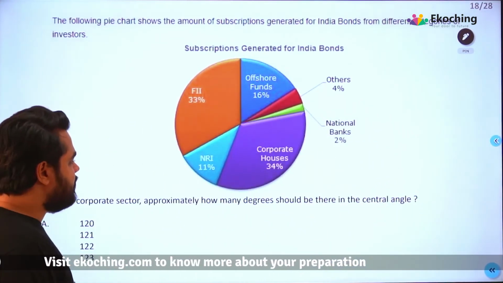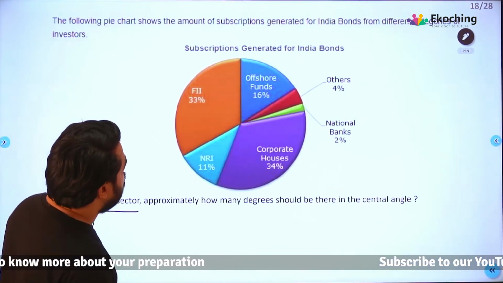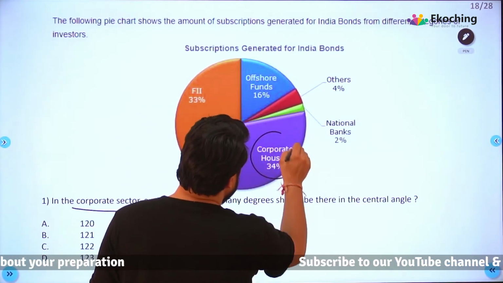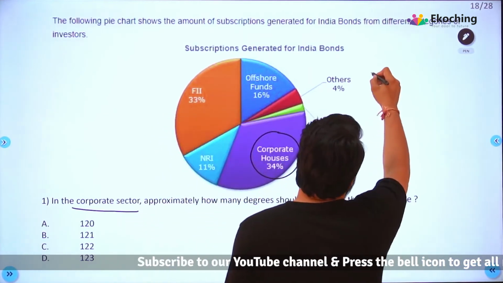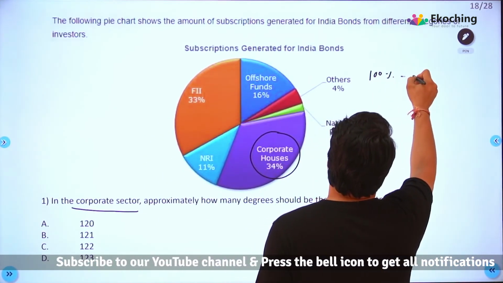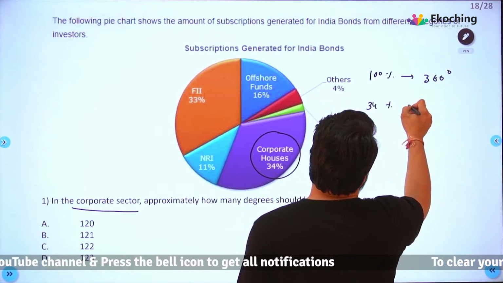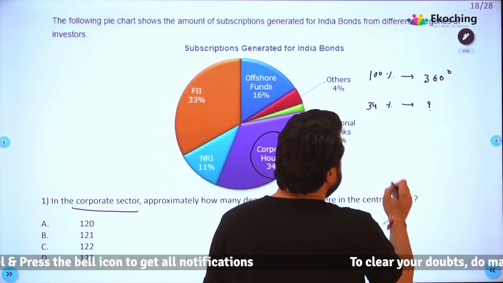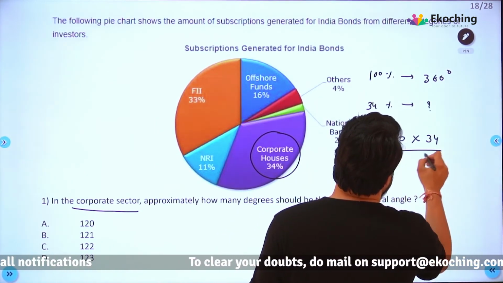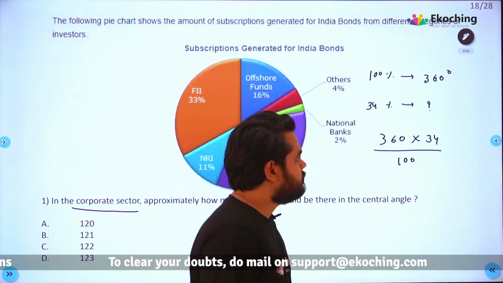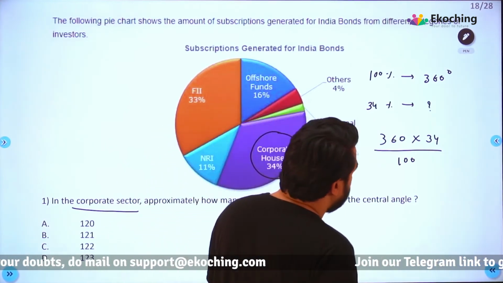We know what central angle is. किसका central angle निकालना है? Corporate sector का. Corporate sector is 34%. 34% मतलब कितना डिग्री? बस यही आप अपने को पूछा है. We know that 100% is 360 degree. So 34% कितना? Right? So it's like 360 into 34 divided by 100. This is all what you have to do.